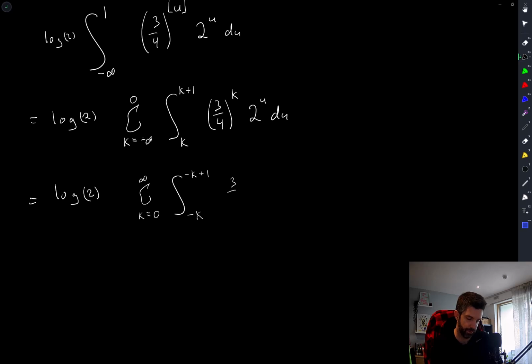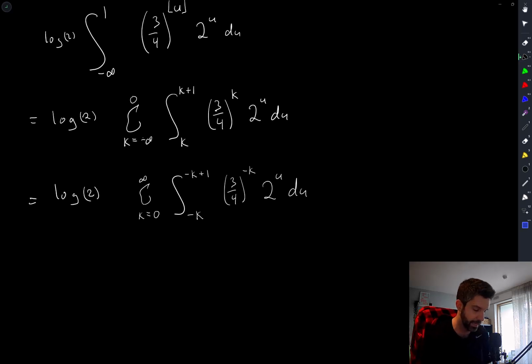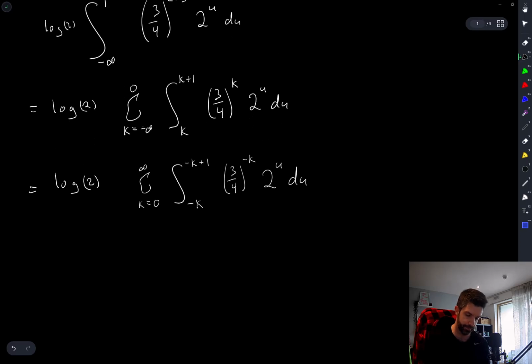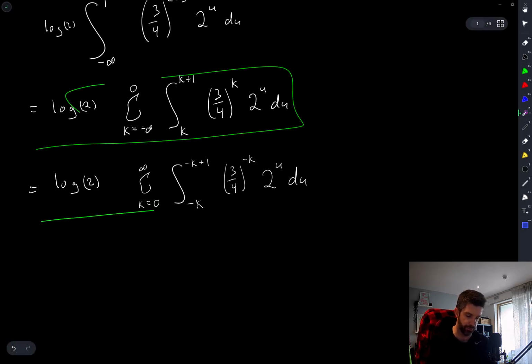Now we have 3/4 to the power of negative k, but this is the same. I've reversed the order of the sum, but I haven't done anything inside the integral. So I'm still integrating over the same regions in the same direction. We're going from some number to a higher number, so this doesn't change direction. It's a little bit odd to write a sum with indices that go in the wrong direction, but hopefully you know what I was trying to get across here, and this is what we're actually going to work with.